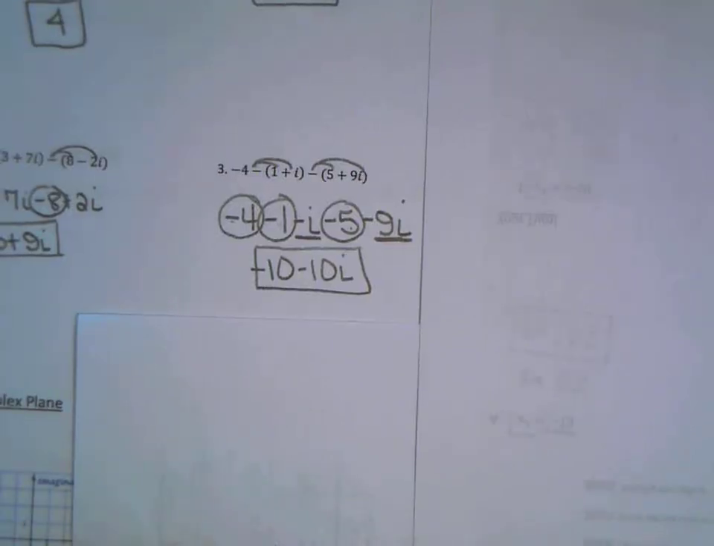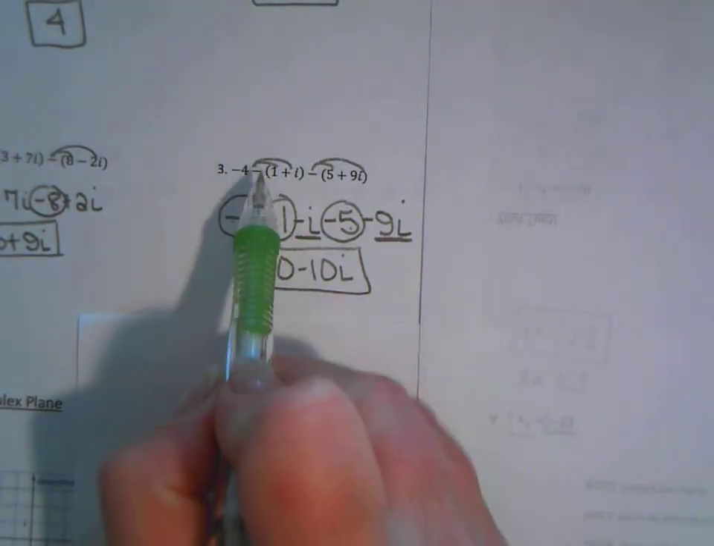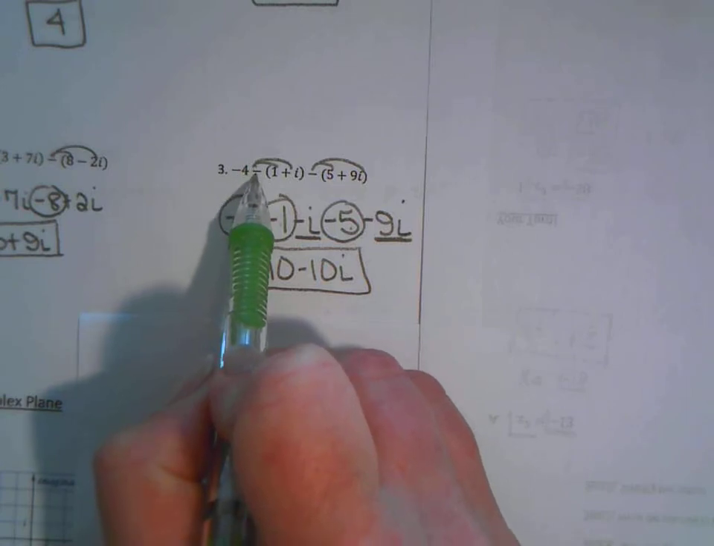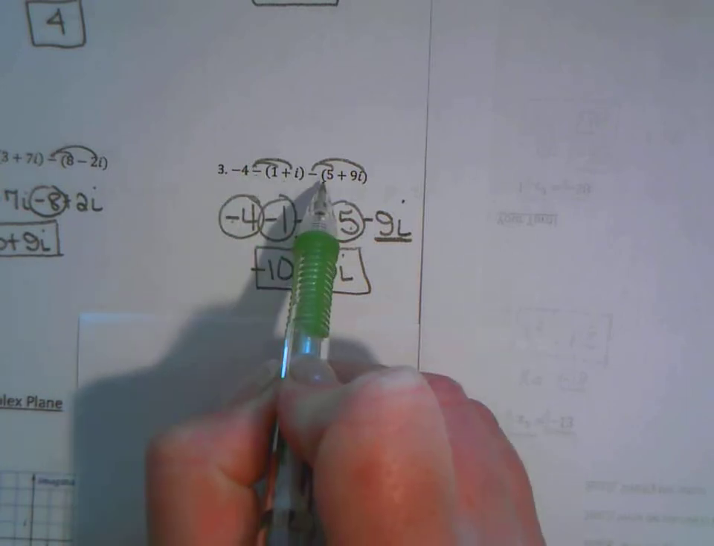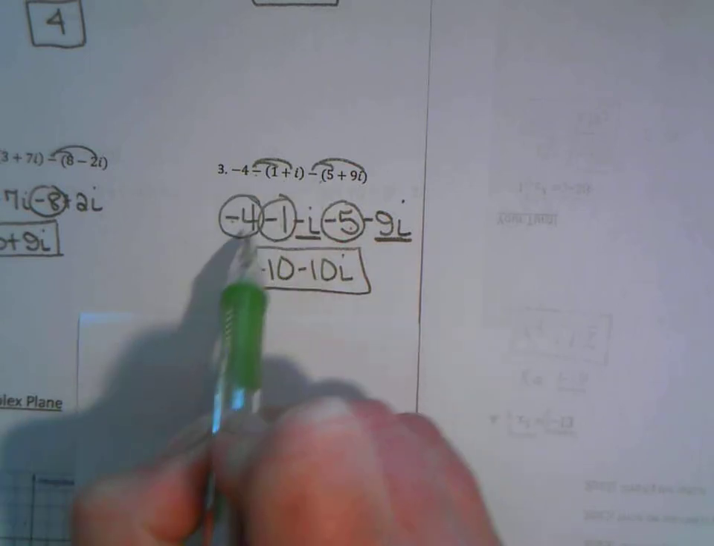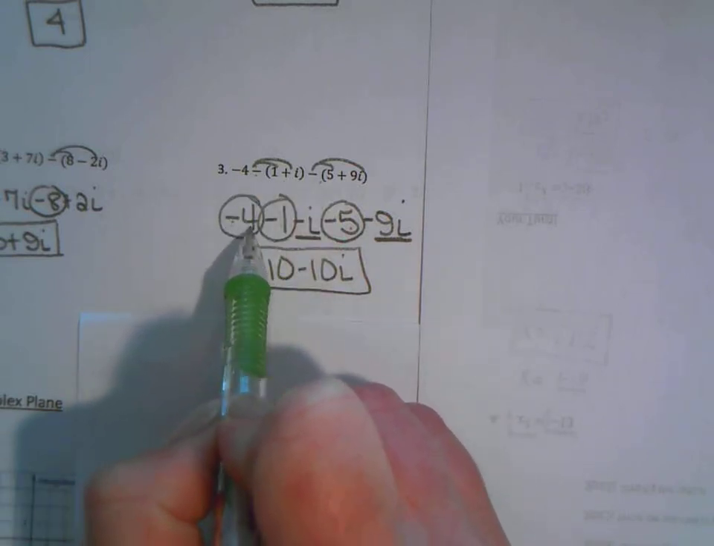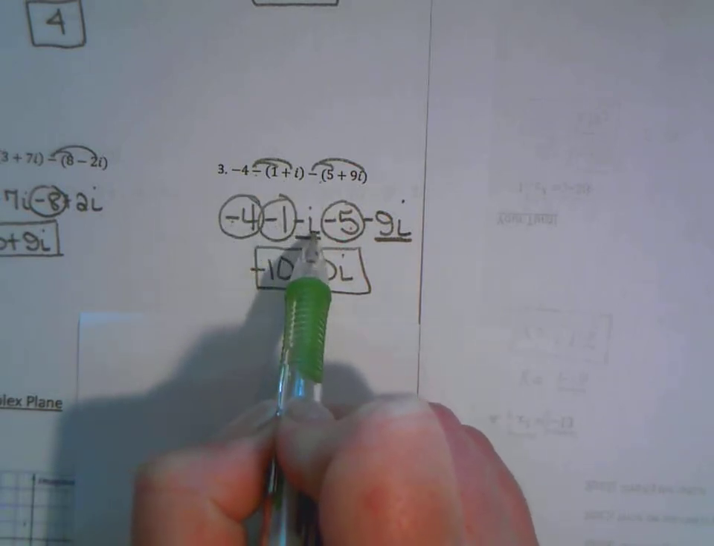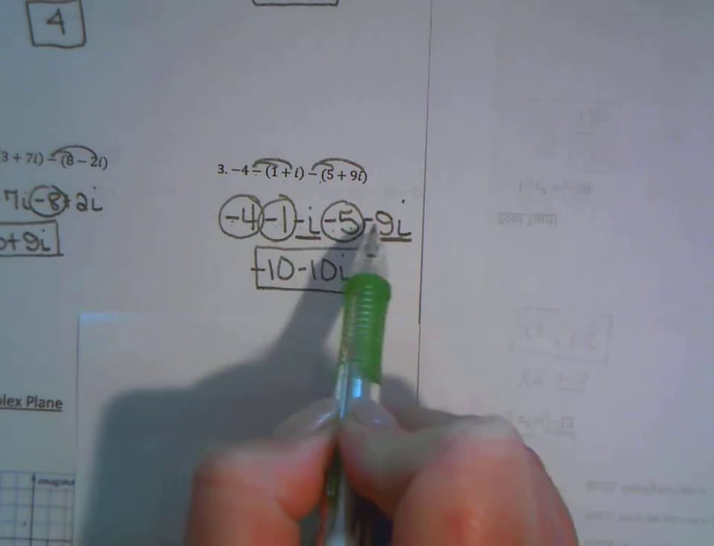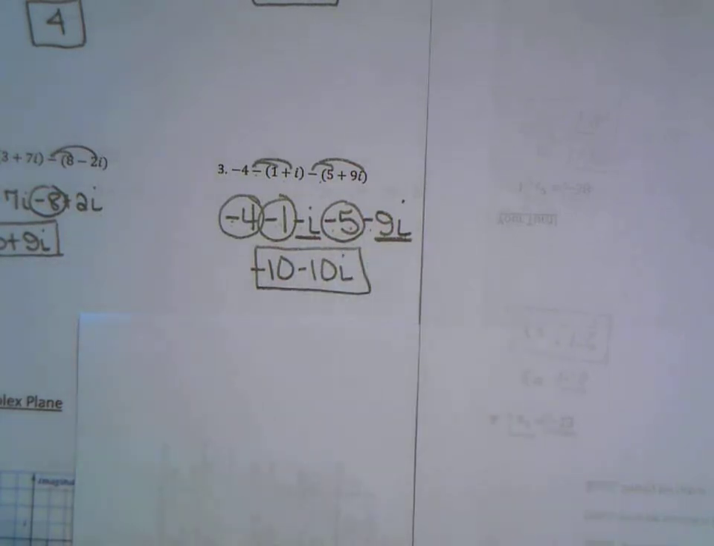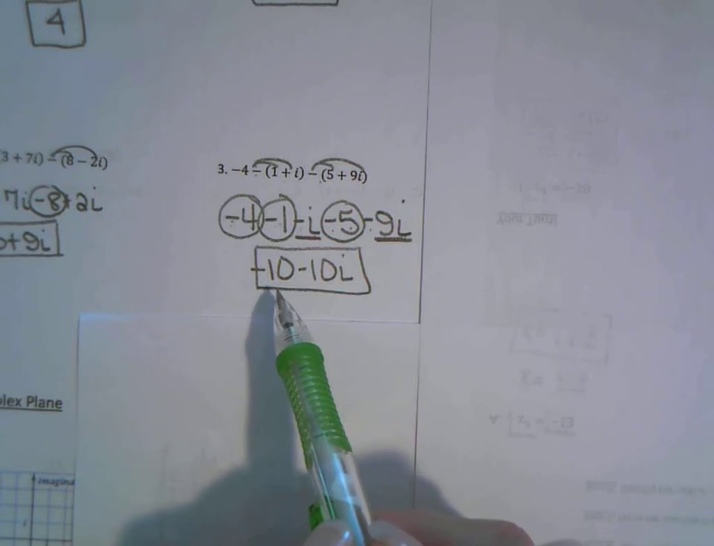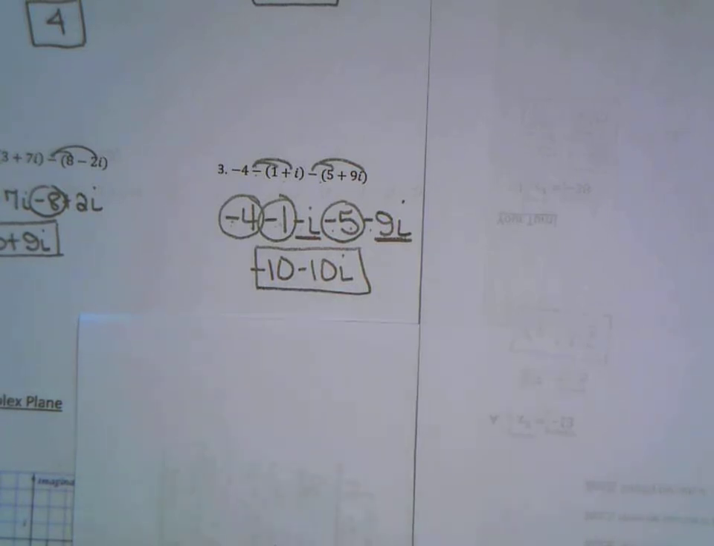All right, this one actually had 2 sets of negatives that needed to be distributed through. You needed to distribute this negative through as well as this negative through. So you had negative 4 minus 1 minus i minus 5 minus 9i. It's a mouthful. Combine like terms, you ended up with negative 10 minus 10i.